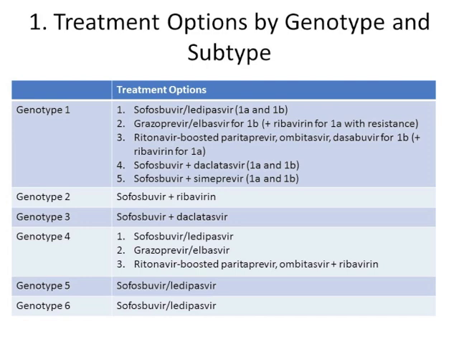But our patient, which type of genotype did he have? 1B. So really, for his treatment choices, he has 5. He could be treated with sofosbuvir ledipasvir, grazoprevir elbasvir, ritonavir boosted paritaprevir, ombitasvir, dasabuvir, and he would probably need ribavirin because he has cirrhosis, or sofosbuvir daclatasvir or sofosbuvir simeprevir.